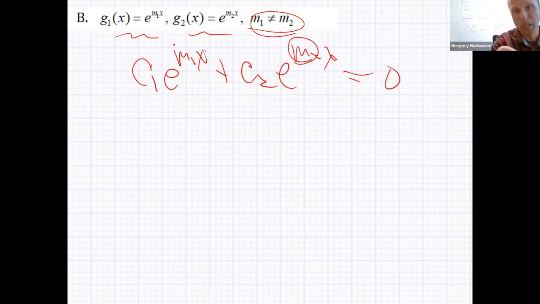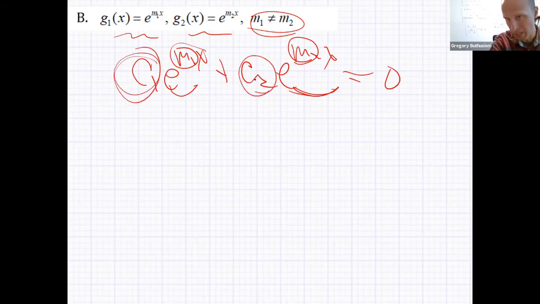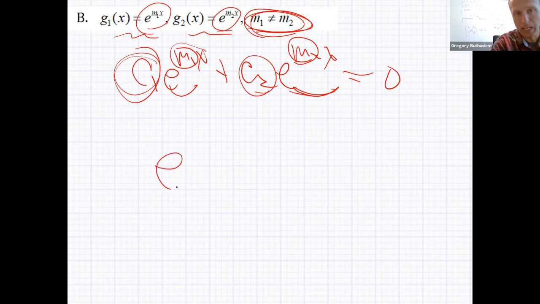If these are equal to each other, then essentially these are the same function. And if they're the same function, then I just make one of these constants +1 and one -1, and I can easily get them to cancel out. That's a silly example, so let's assume they're not equal to each other. So these are two different exponential functions, say something like e to the 3x and e to the 5x.